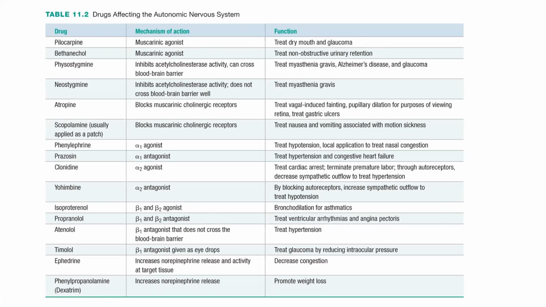So we can take our understanding of these receptors and use that to either agonize or antagonize, so either mimic or block some of these receptors, and generate the responses that we would need in some of these patients.